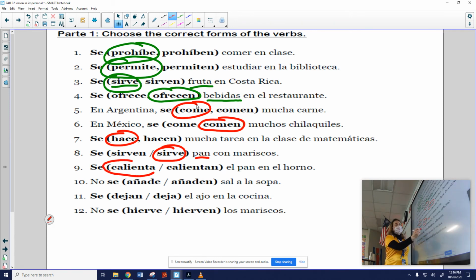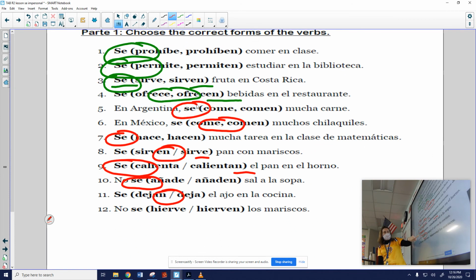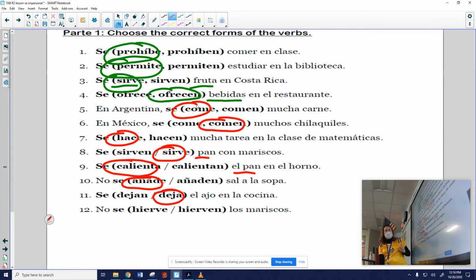Se calienta el pan en el horno. El pan, the bread, is heated in the oven. No se añade sal a la sopa. Salt is not added to the soup. Se deja el ajo. The garlic is left in the kitchen. No se hierven los mariscos. The seafoods are not boiled. They are not boiled. ¿Está bien, chicos?